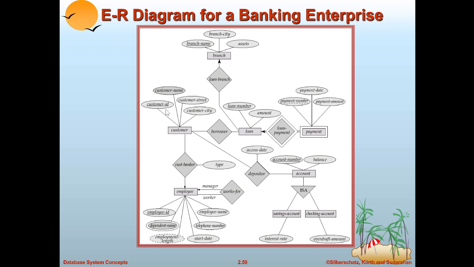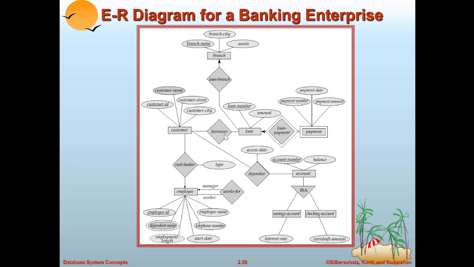So this is a customer. The attributes are customer ID, customer name, customer street, and customer city. Here the customer ID is going to be called the primary key because it has been underlined. With the help of this primary key, customer ID, the other attributes in the other rows are going to be found out.